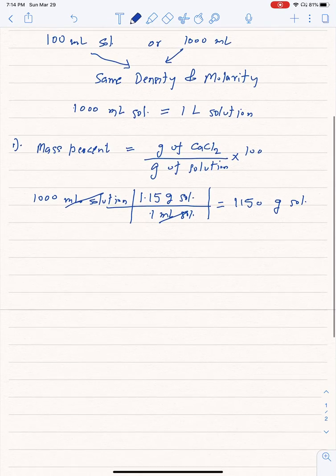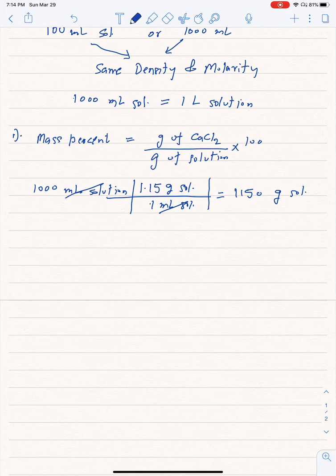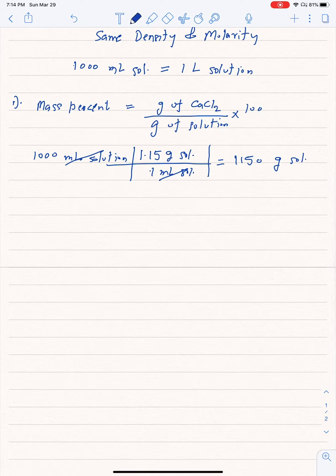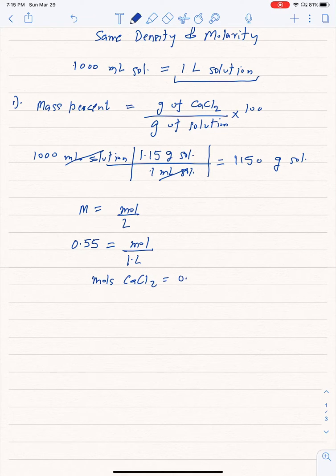Okay, well, what else do we need? We also need the grams of calcium chloride, and we do not have grams of calcium chloride. However, we do know we are using 1 liters of solution, and we know the molarity. So work it backwards. Remember, the molarity is moles divided by liters, and molarity is given to be 0.55. Your moles is what we're trying to figure out, and in terms of liters, we are using 1 liter of solution. That's why I used 1 liters of solution or 1000 milliliters of solution, because it just makes the calculations a lot easier. So the moles of this calcium chloride is going to be 0.55 moles.